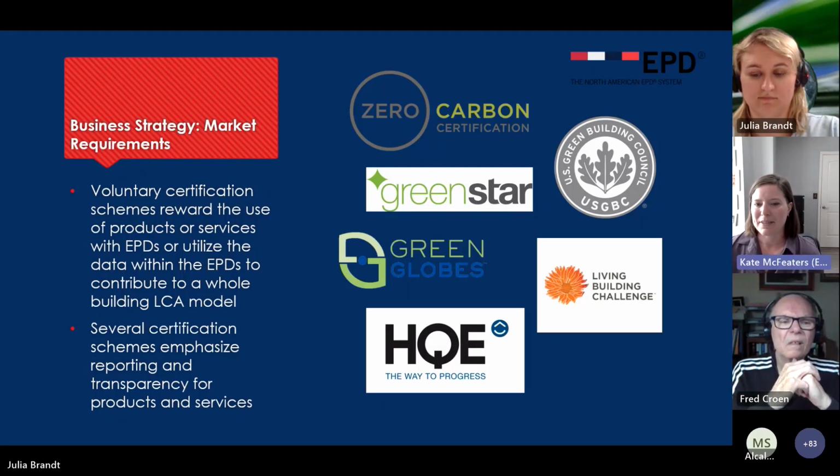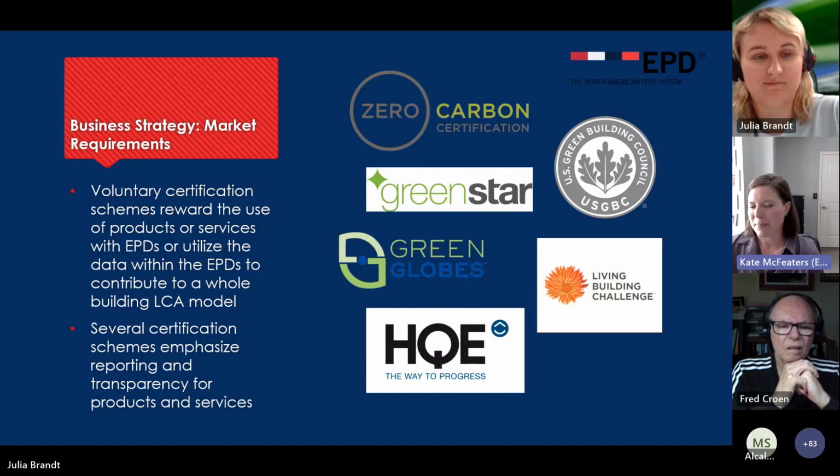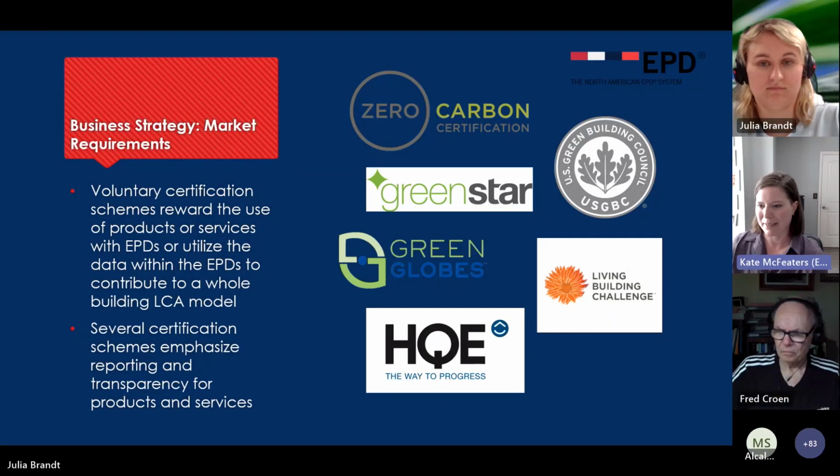And then in addition to some certification schemes either requiring the use of EPDs or the data from the EPD as part of a whole building LCA model, you have certification schemes that just generally emphasize reporting and transparency. And that's one of the areas where EPDs really shine, because they're based off of transparent reporting of information about the product.